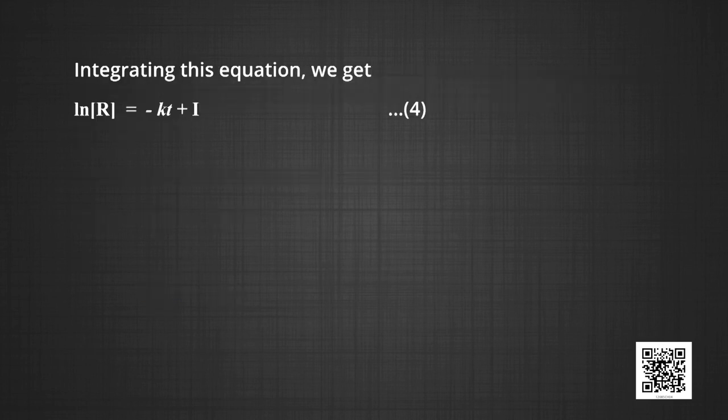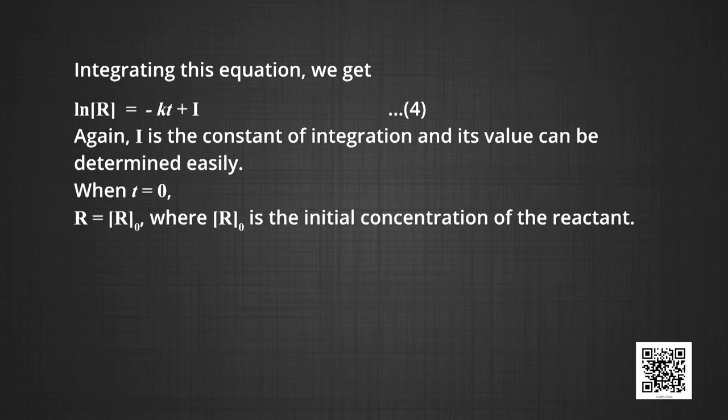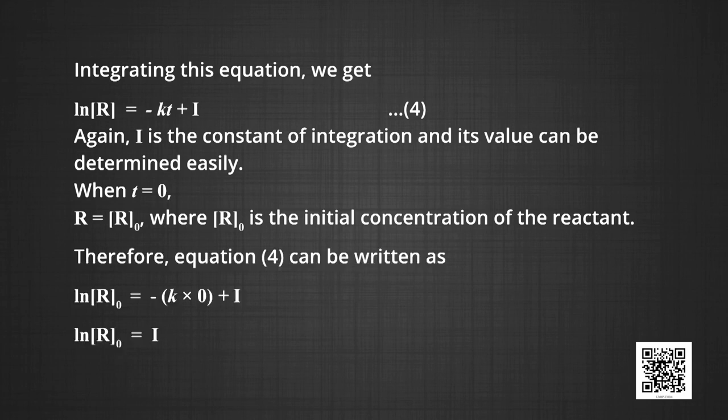Now, integrating this equation, we get natural logarithm of the molar concentration of R equals minus kt plus I, and this is now our equation 4. Again, I is the constant of integration and its value can be determined easily. When t, that is time, equals 0, [R] equals [R]0, where [R]0 is the initial concentration of the reactant. Therefore, equation 4 can be written as ln [R]0 equals minus k into 0 plus I, and therefore we get the value of the integration constant, that is ln [R]0 equals I.